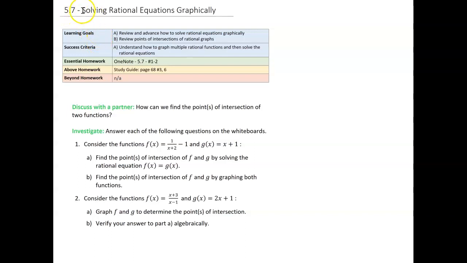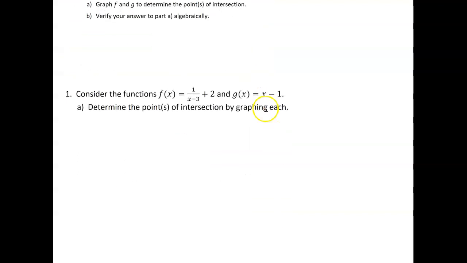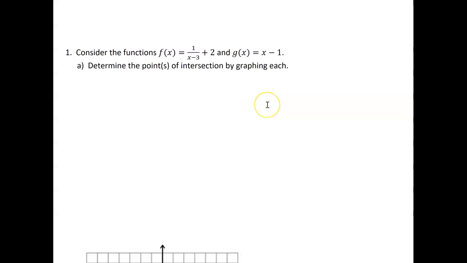Hello class, today we're going to learn about how to solve rational equations graphically. In the last lesson we learned how to solve rational equations algebraically. We're going to talk about what it means graphically. So let's do a question together.